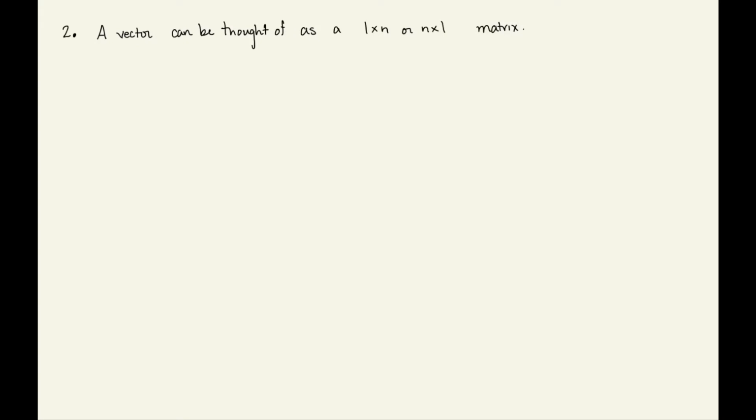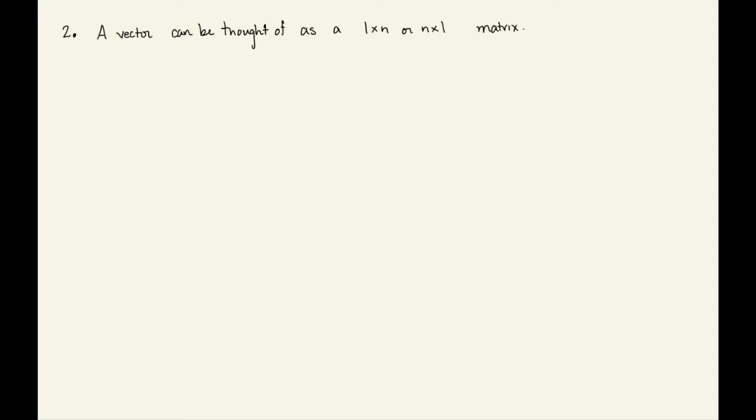The second example that I want to discuss is more of a remark than an example, and that's that a vector can be thought of as either a 1 by n or an n by 1 matrix, depending on whether you're writing it out as a row or as a column. And whether you treat it as a row or a column can give you a very different type of matrix multiplication.